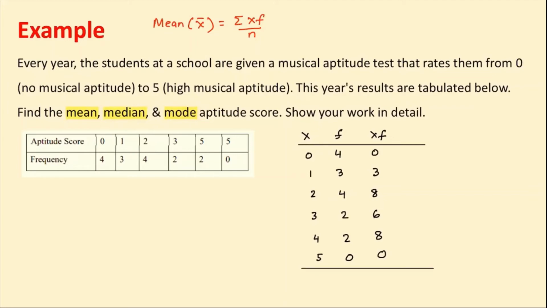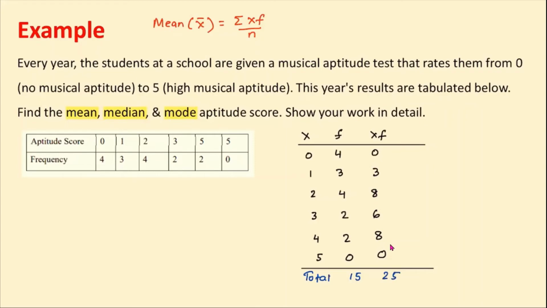So let's find the totals. To find the total number of observations: aptitude score 0 is 4, 1 is 3, 2 is 4, 3 is 2, 4 is 2, 5, none. If we add all these, the total number of students is 15. Now, we add the products, and that's 25.